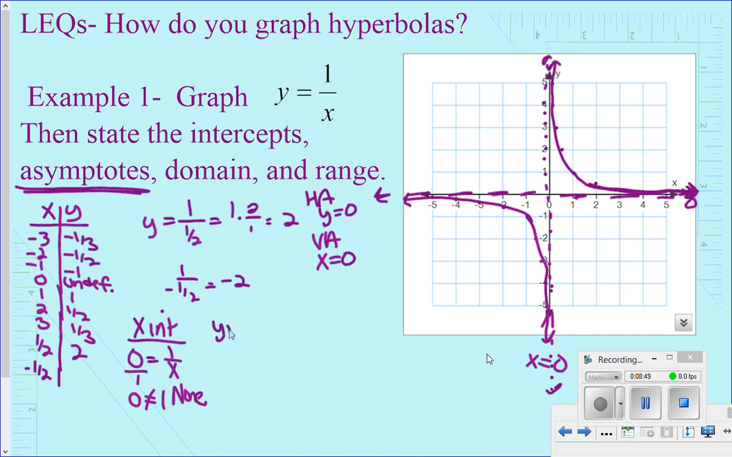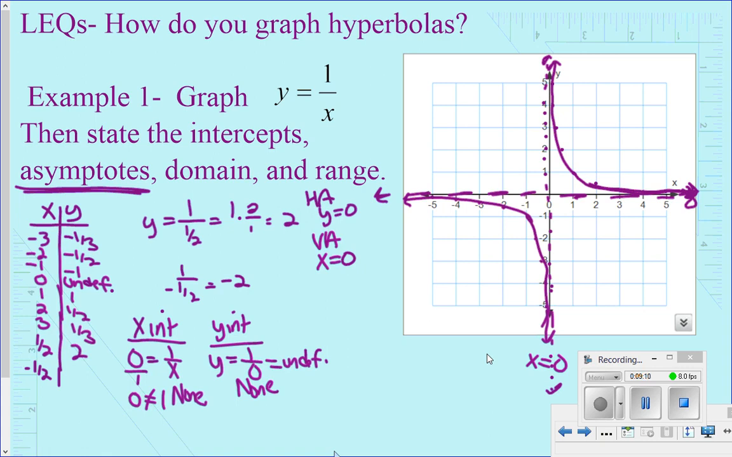The y-intercept. Substituting 0 in for x, 1 divided by 0 we know is undefined. So if it's undefined, then that means there is no y-intercept. Again, looking at the graph, it doesn't touch or cross the y-axis, therefore there are no y-intercepts.